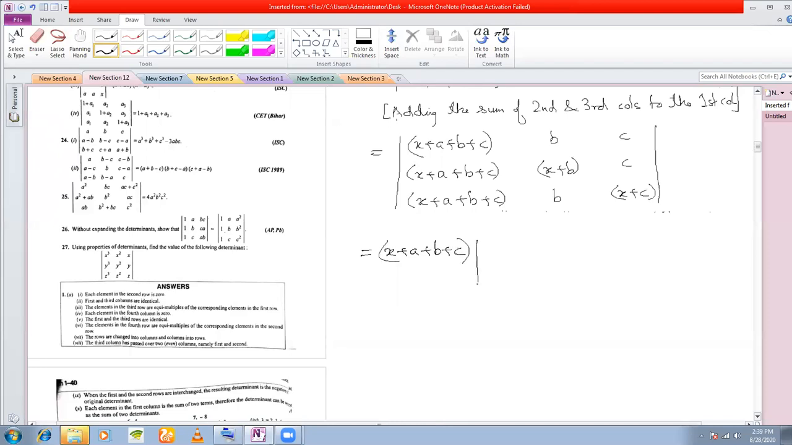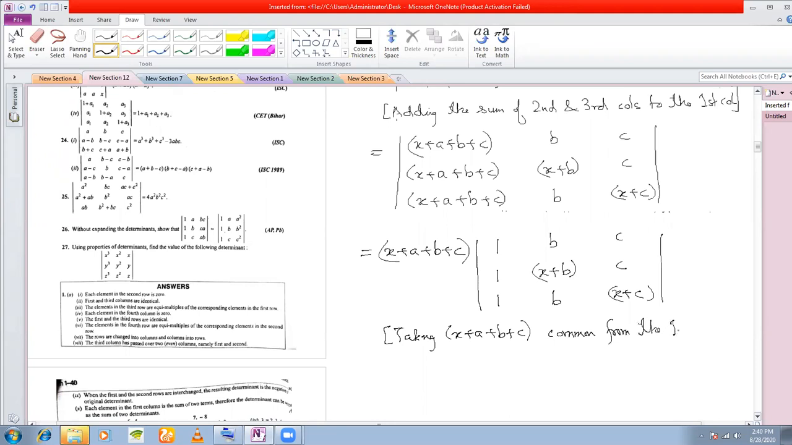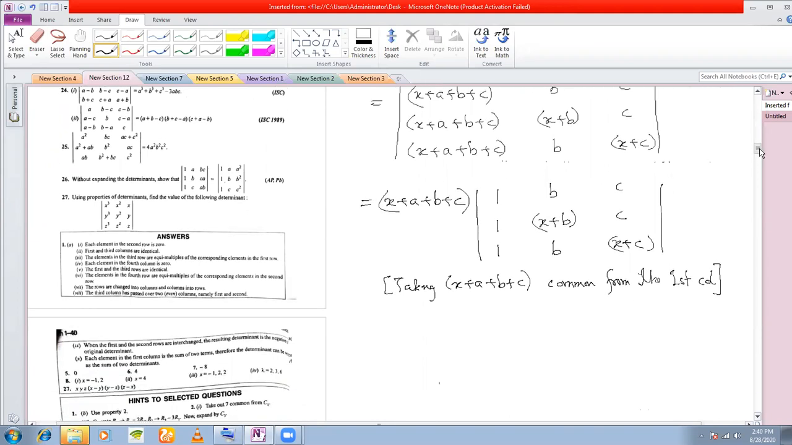Okay. So the step here is taking x plus a plus b plus c common from the first column. So now you have got 1, 1, 1.